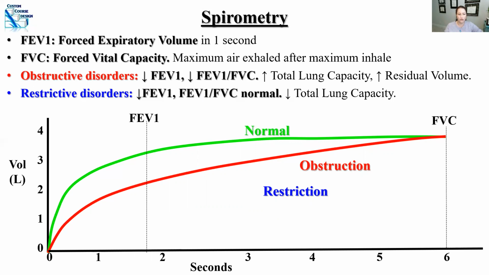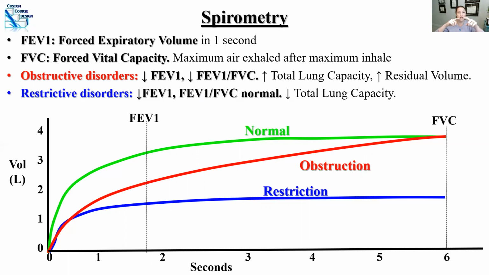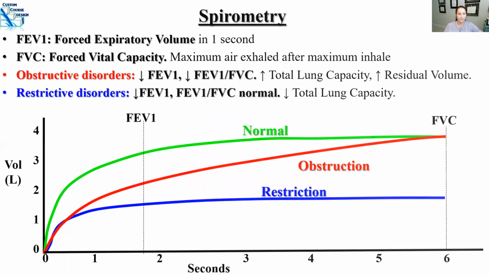And then finally, restrictive. The air really can't get in and it really can't get out. So they'll have a decrease in their FEV1, but their FEV1 over FVC will actually be normal. We'll talk about this in one slide. In restrictive, they have a decrease in total lung capacity. That can help us differentiate obstructive versus restrictive, because in obstructive, they air trap, they get larger lungs, an increase in total lung capacity. In restrictive, they can't get air in or out, so they have a decrease in total lung capacity.